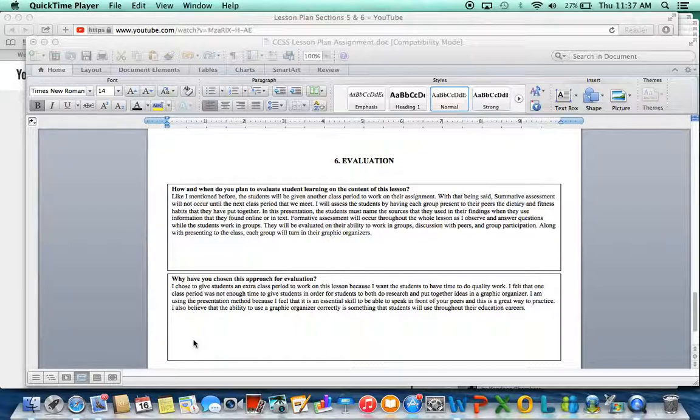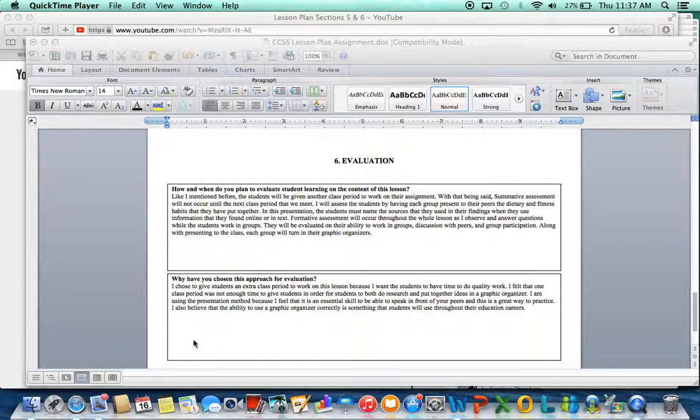Formative assessment will occur throughout the entire lesson as I observe and answer questions while the students are working in their groups. They will be evaluated on their ability to work in groups, discussion with peers, and their participation in the group. Along with presenting to the class, each group will turn in their graphic organizers for grading.